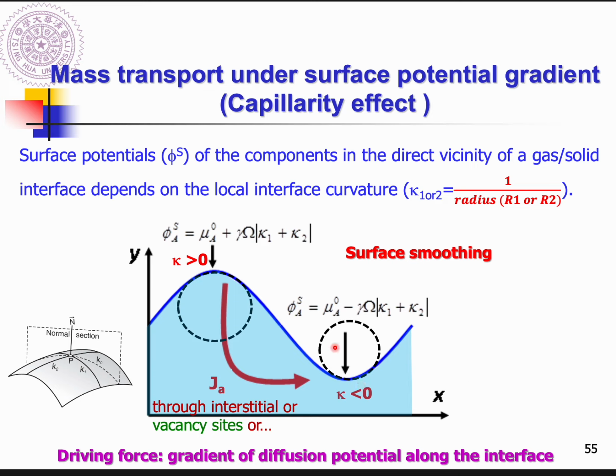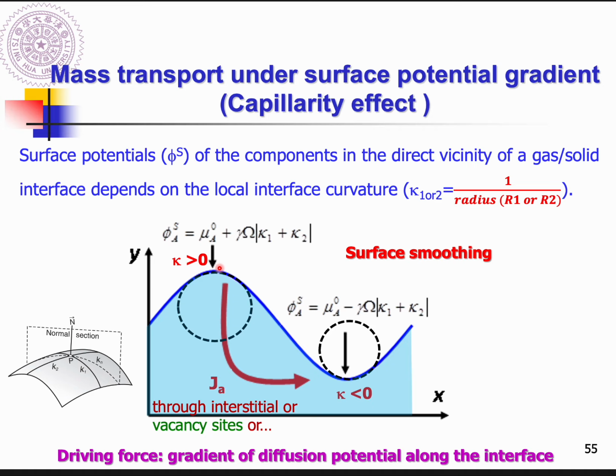That depends on the material system we are talking about. If this material is a doped metal, and the dopants are located at interstitial sites, then under these conditions, the interstitials will move or diffuse from the convex region toward the concave region through interstitial sites.